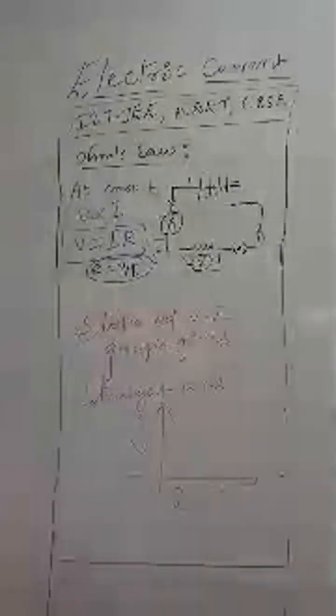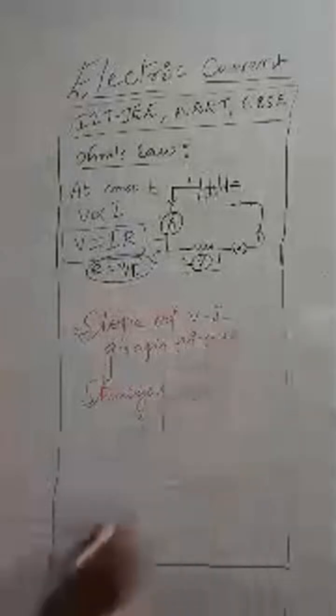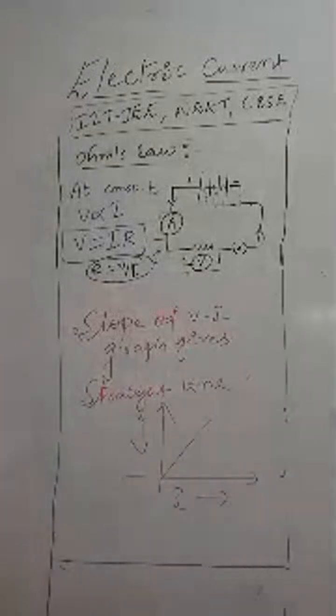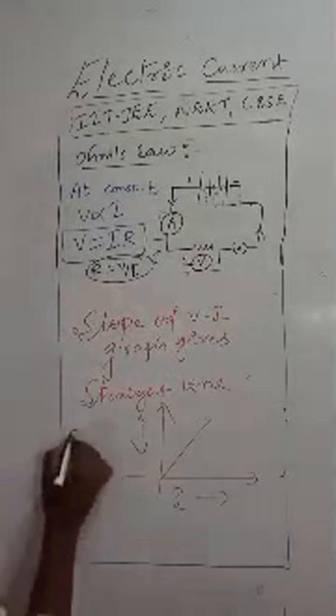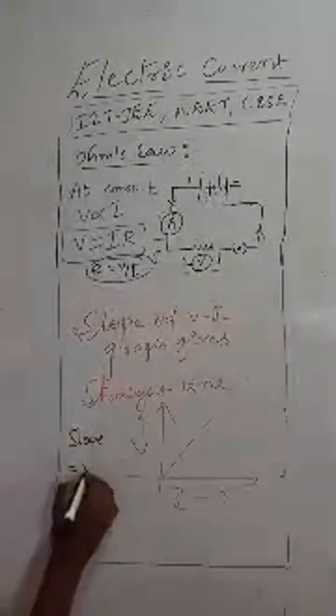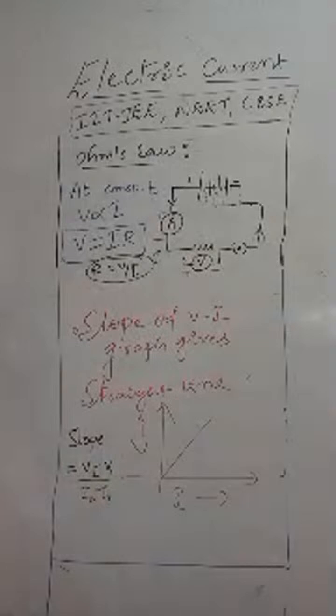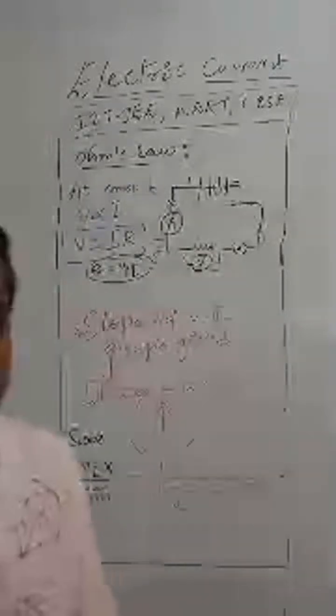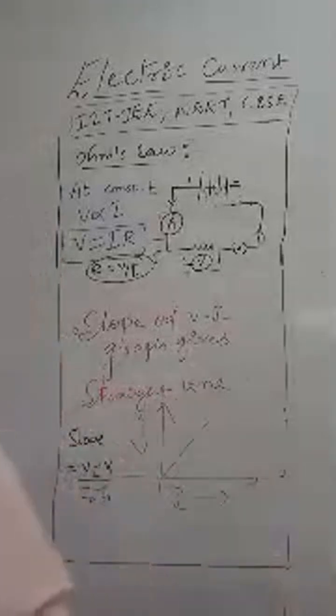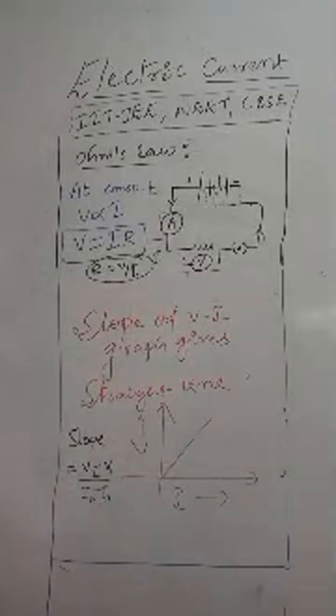If you draw the graph likewise, with V on the y-axis and current on the x-axis, it will become a linear straight line. Clear? What is slope? Normally we know slope is y2 minus y1 by x2 minus x1, that is, V2 minus V1 by I2 minus I1. So by this we can tell potential difference is directly proportional to current.